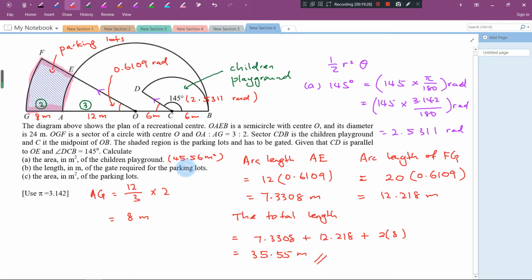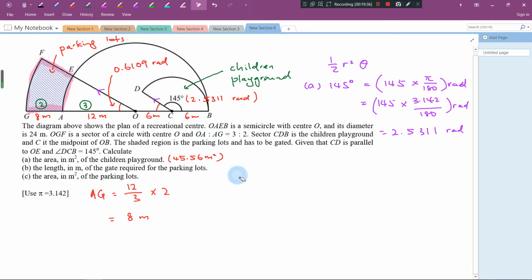Okay, so this is the way how we solve this type of question. Let's try the last part. Part C. The area in square meters of the parking lot. We want to find the area here. If you want to find the area of the shaded part, you take the area of this sector OFG minus the area of the sector OEA, right?